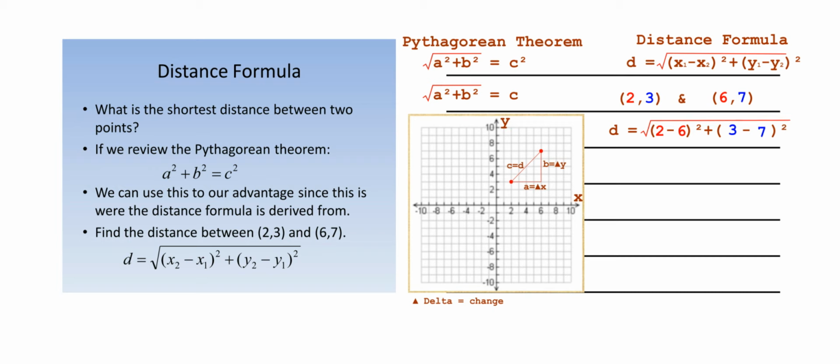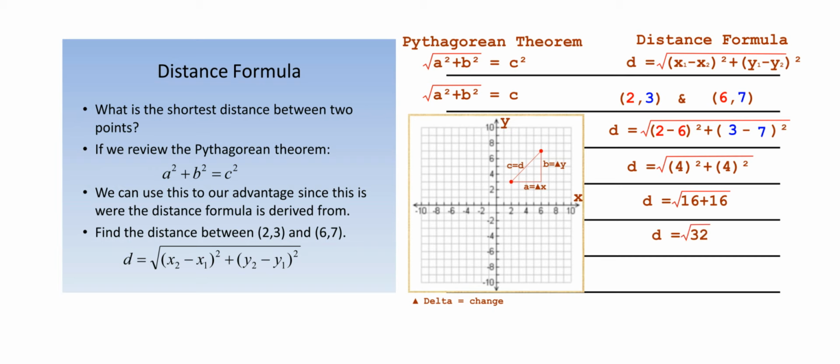And now let's simplify this. 2 minus 6, that's 4 in magnitude. 3 minus 7, 4. Happens to be 4 in this case, which makes it easier. 4 squared: 4 times 4, 16. 4 times 4 again, 16. So there we go. 16 plus 16, 32. And let's remember to take the square root.